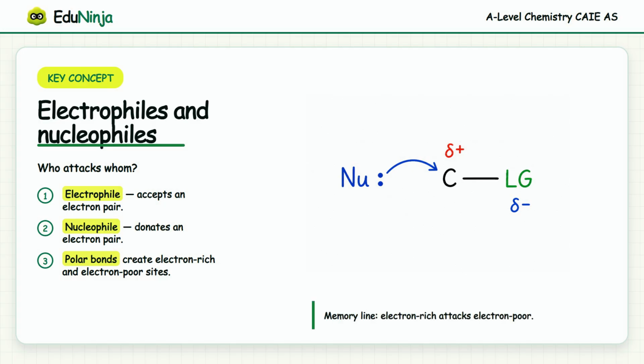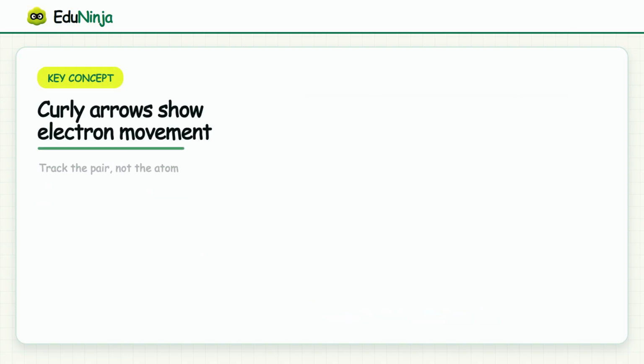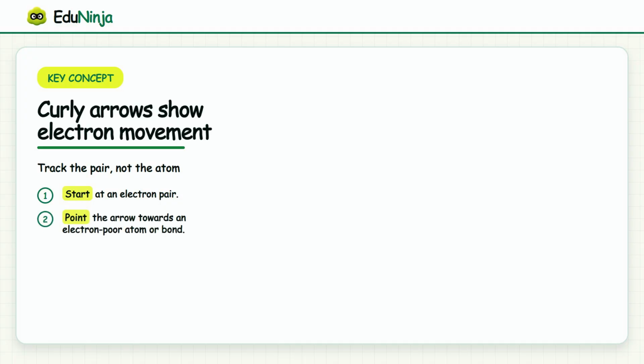Pause and remember. Electrophile accepts. Nucleophile donates. Curly arrows show electron movement. Track the pair, not the atom. The first rule is simple. Start at an electron pair. Point the arrow towards an electron-poor atom or bond. Use one full arrowhead to show where the electron pair goes.